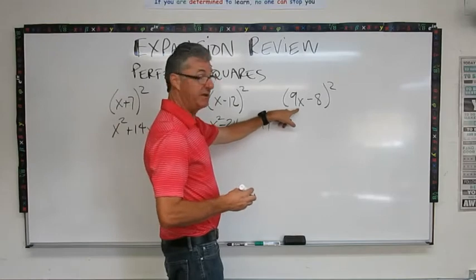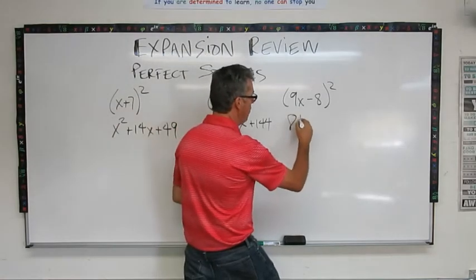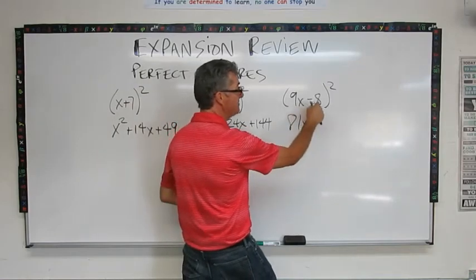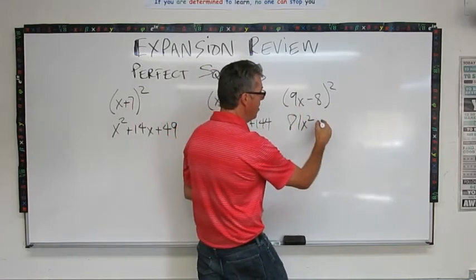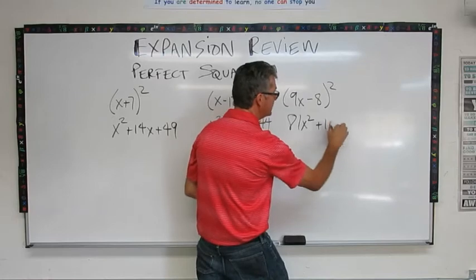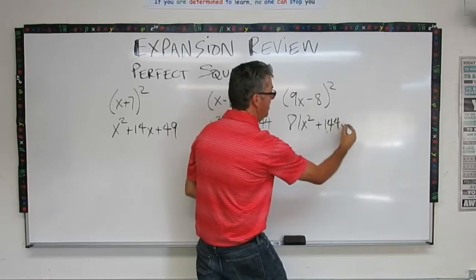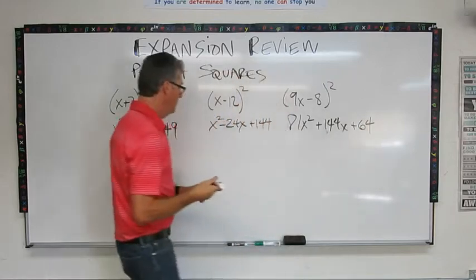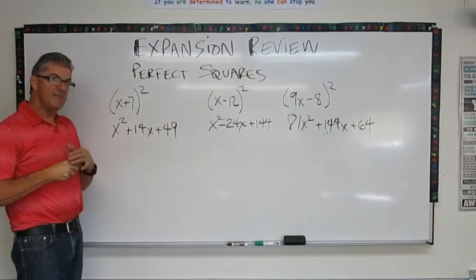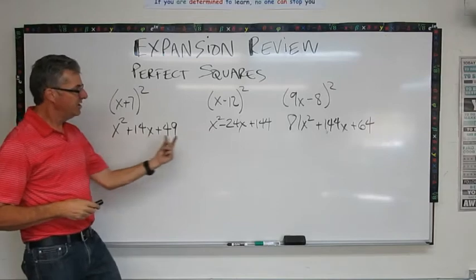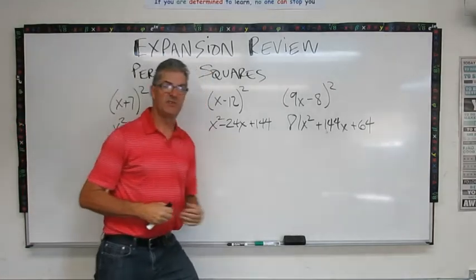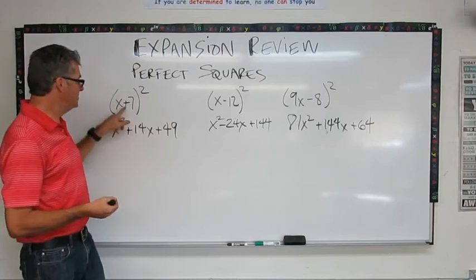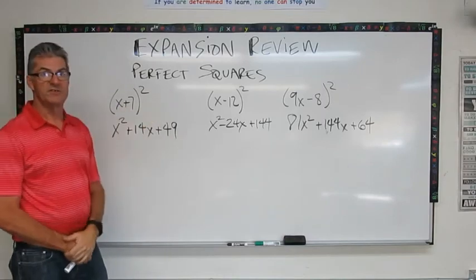9x squared is going to be 81x squared, like that. Then I have 2 times 9 times 8. This ends up being 144x. And then 8 squared is 64. Okay? Now, if you have trouble putting together this middle term, I suggest you do a little bit more practice. And then remember, you could always test your result just by foiling any one of those.